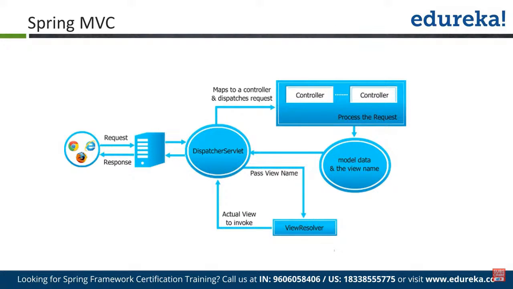Now the dispatcher servlet has the model data and the view name. With the help of the view name, the dispatcher servlet identifies and invokes the view. View means JSP page. And when it invokes the view, it is converted into the HTML response and sent back to the client. That is your browser. So that is the end-to-end workflow of how request and response flow in a Spring MVC application.